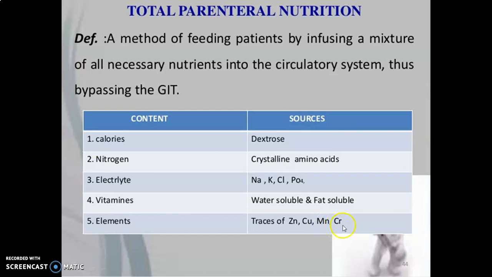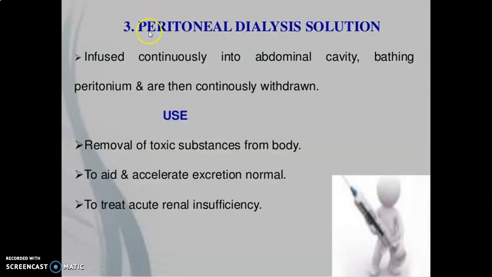Next, peritoneal dialysis solution is infused continuously into the abdominal cavity, bathing the peritoneum, and is then continuously withdrawn. The use is removal of toxic substances from the body, to aid and accelerate excretion, and to treat acute renal insufficiency.